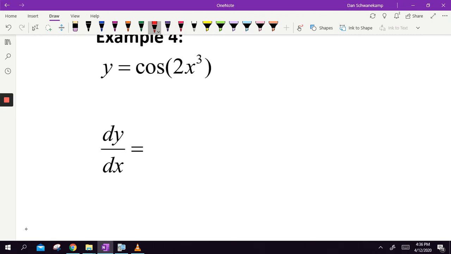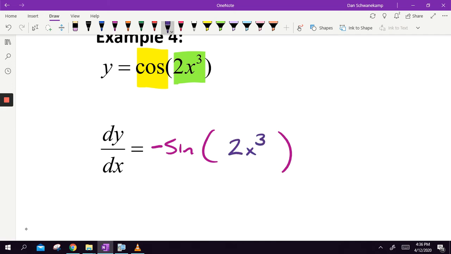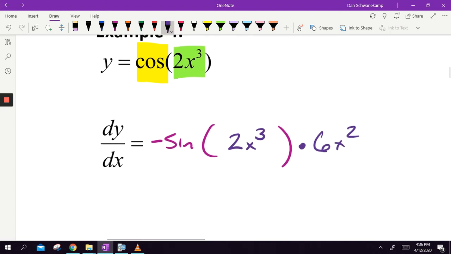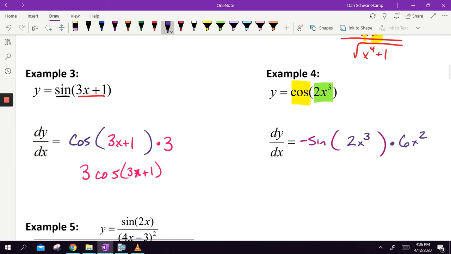Try the next one. Derivative of cosine. What's the derivative of cosine? I got a mama. I got a baby. Derivative of cosine. Oh, that's negative sine. We rewrite the inside. So I'm going to rewrite 2x cubed. And I'm going to multiply by the derivative of 2x cubed. That's going to get me 6x squared. We could simplify that, but that's perfectly fine, though. I'm good.